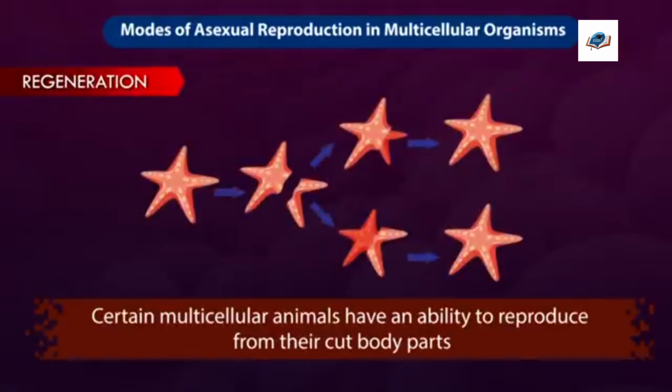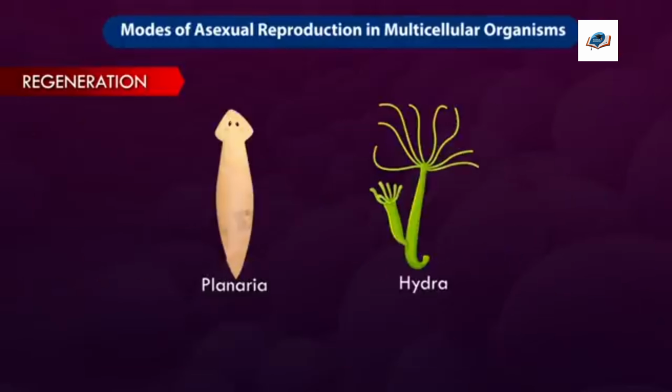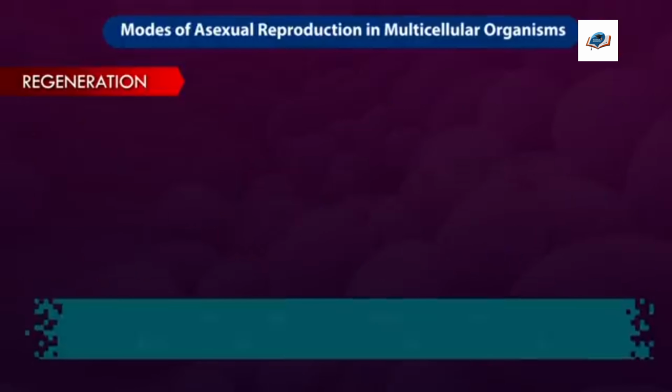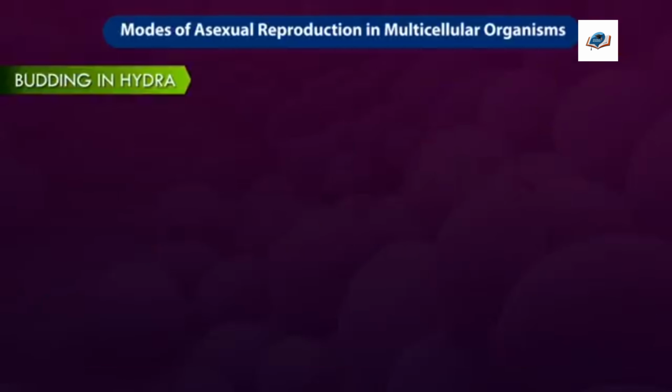Next, regeneration. Certain multicellular animals have an ability to reproduce from their cut body parts. For example, Planaria and Hydra. If these organisms are cut into pieces, each piece can grow into a complete individual. This is called regeneration.